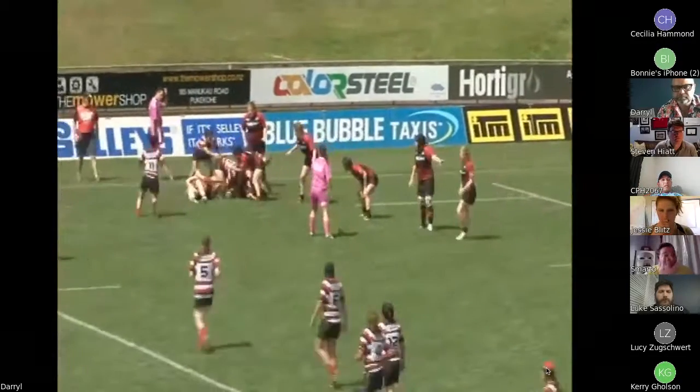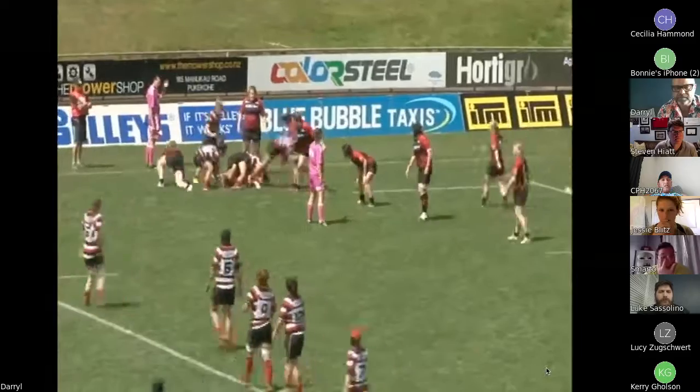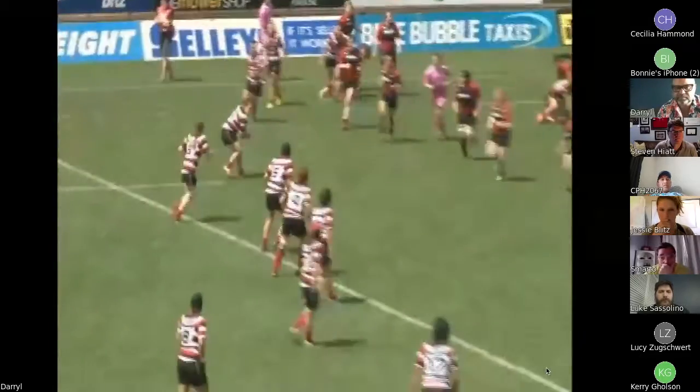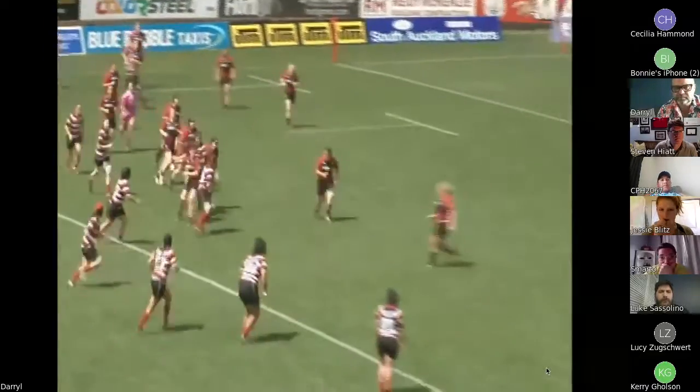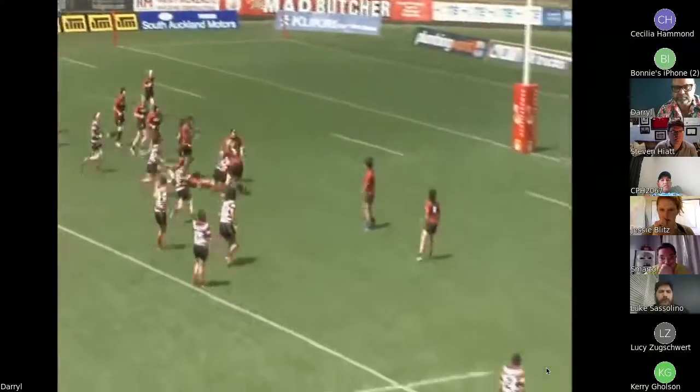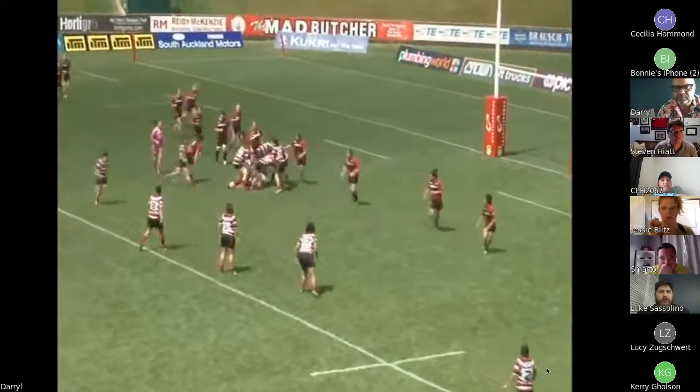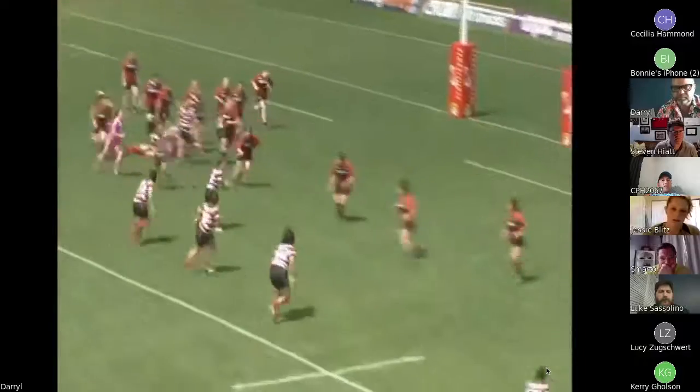They went the whole way across the field. They didn't go forward. Running to the space. Their support is good.